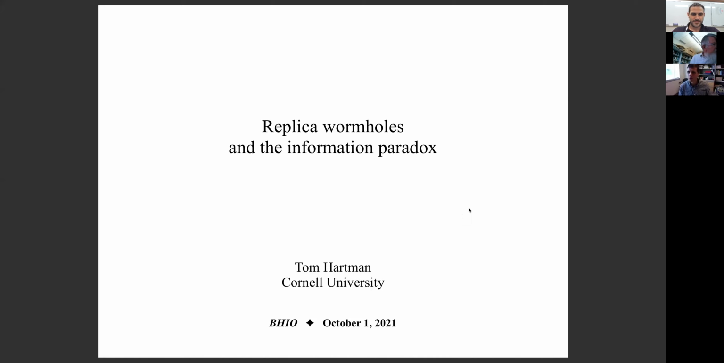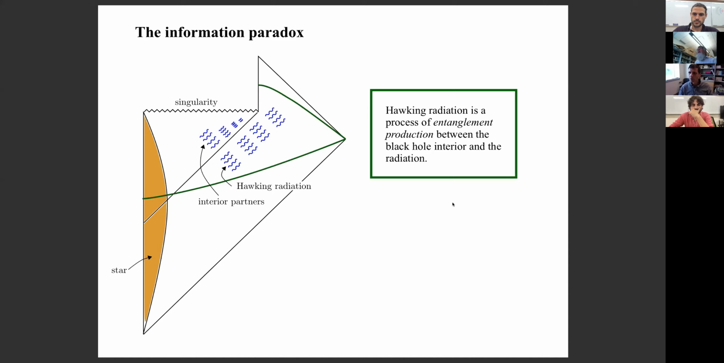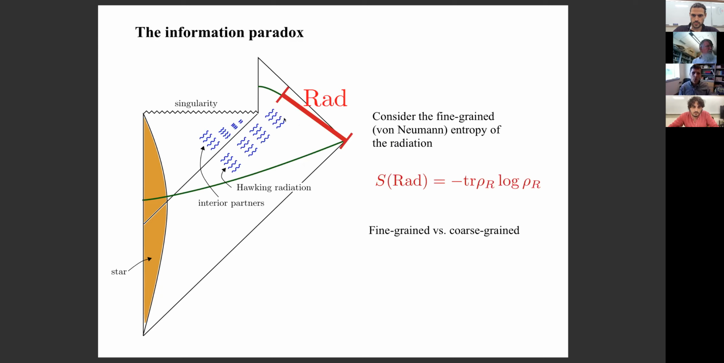So what I wanna do in this talk is to give a broad overview of some recent work on the information paradox and the entropy of Hawking radiation. I don't need to introduce the paradox, but I wanna emphasize one thing, which is that black hole evaporation, Hawking radiation, is a process of entanglement production between the black hole interior and the exterior. So we have the Hawking radiation being produced on the outside. The fact that this has entropy is because it's in an entangled state with the interior partners, and this entropy is becoming large. So what we're gonna discuss is the fine-grained entropy of the radiation. We're collecting the Hawking radiation up here near Scri Plus. And we want to calculate or understand the fine-grained entropy, that is the von Neumann entropy of the density matrix of this radiation.